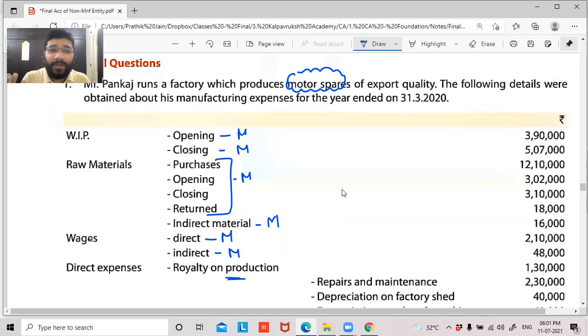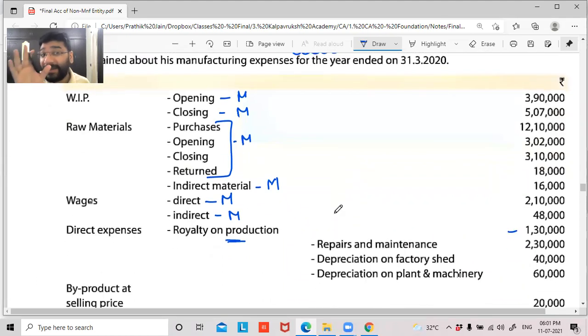A part of the profit, you can say, we are giving to him, but we don't say it as a part of profit given. Instead, the technical word that is used is royalty, which will be given to the person who has found this technology. So royalty on production is one of the examples of direct other expenses.